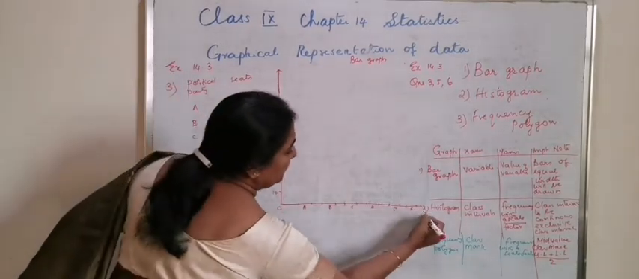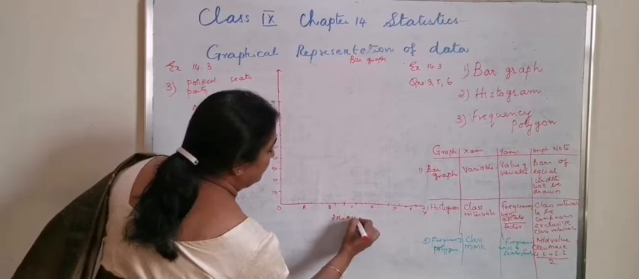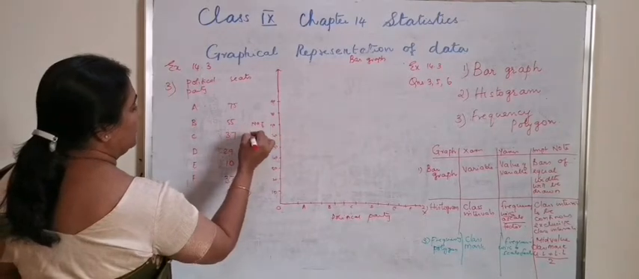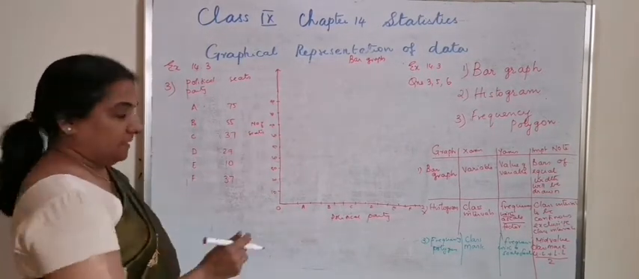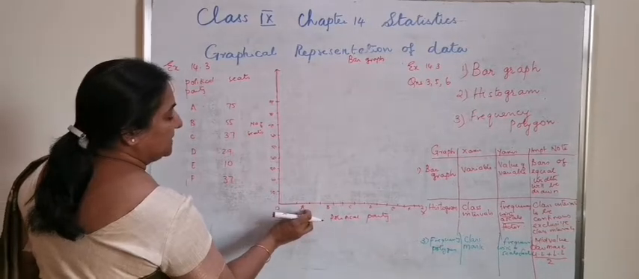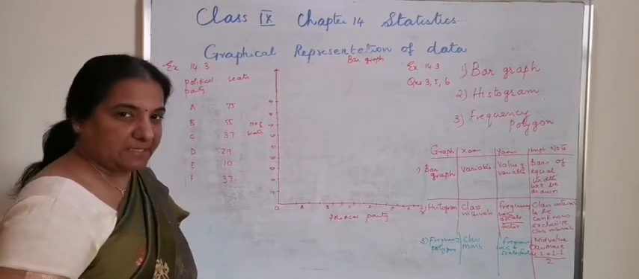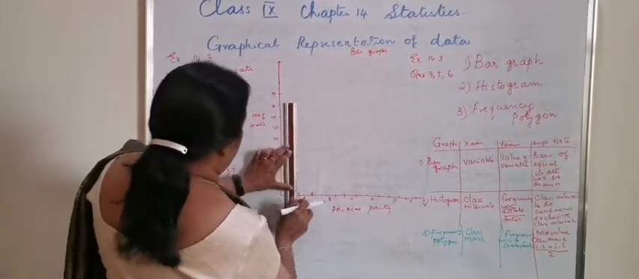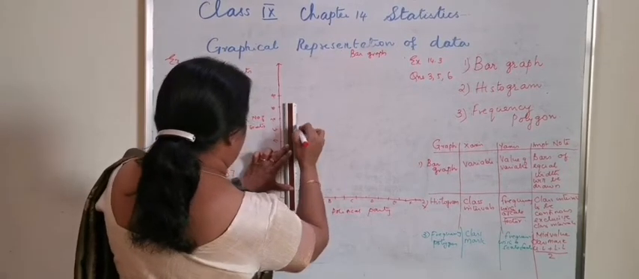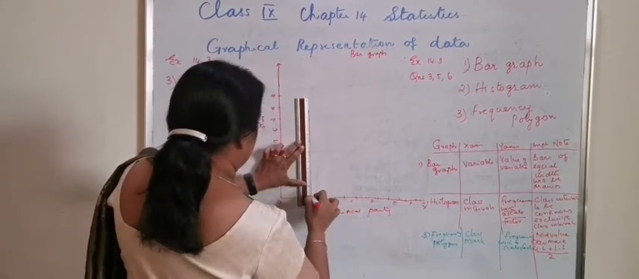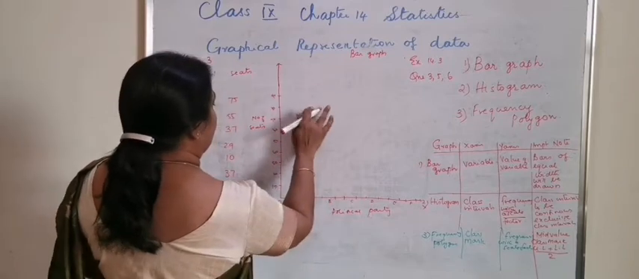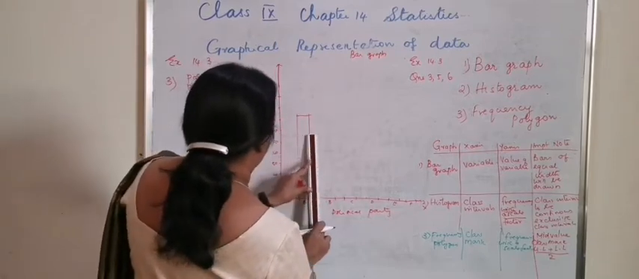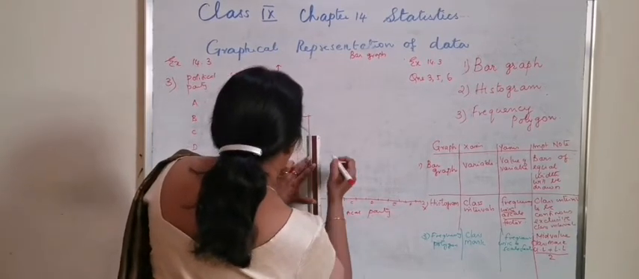So the x-axis will represent the political party and the y-axis will represent the number of seats, and you have to plot them for the different political parties. You have to form rectangles of equal width here. A, 75 seats. You will join it. Then political party B with 55.